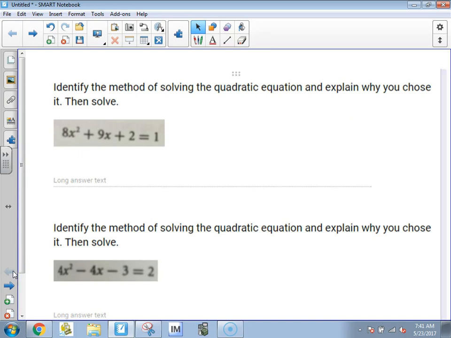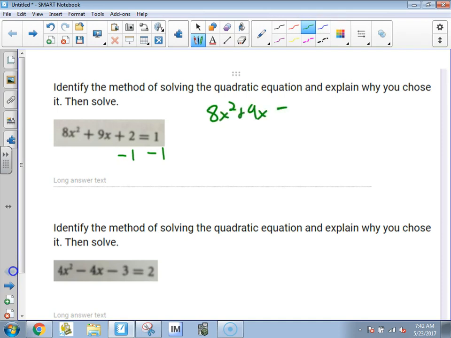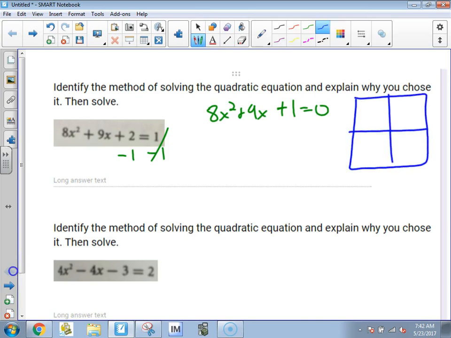It says to identify the method of solving the quadratic equation, explain why you chose it, then solve. For this problem, the first thing that I'm going to do is check to see if it's factorable. Okay, so to do that, we first need to get it equal to 0. So 8x squared plus 9x plus 1 equals 0. That was by subtracting 1 from both sides. Now that I have it equal to 0, again I'm going to check to see if it's factorable. If it is, then I can go to my box and have it work out.